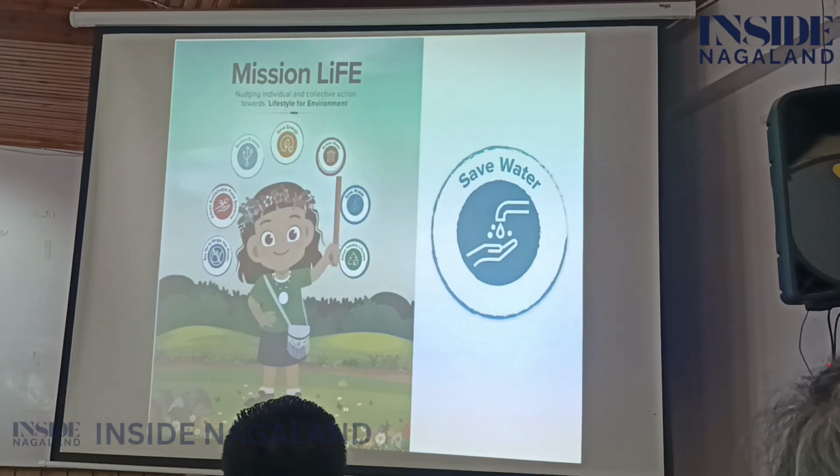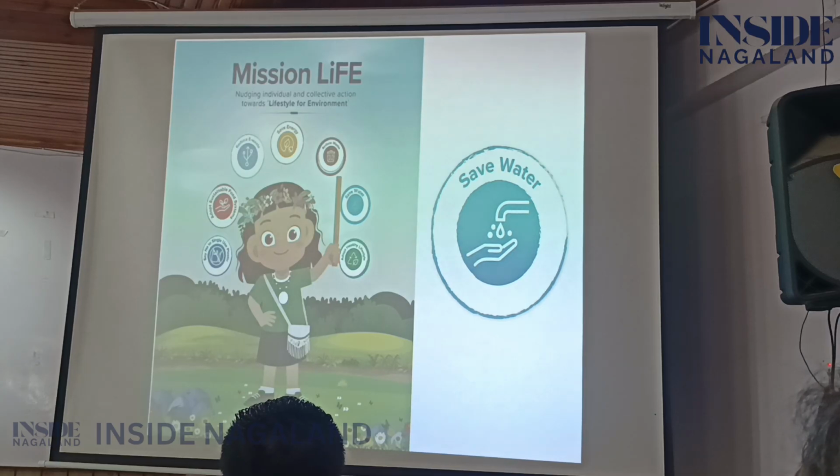Safe water, definitely in the context of Kohima, because of the water scarcity, people of Kohima are very strict about the usage of water. But even in the case of Dimapur now, people say you can use as much water as you want in Dimapur, but that is not happening now. Even in Dimapur, lots of communities are facing water scarcity.